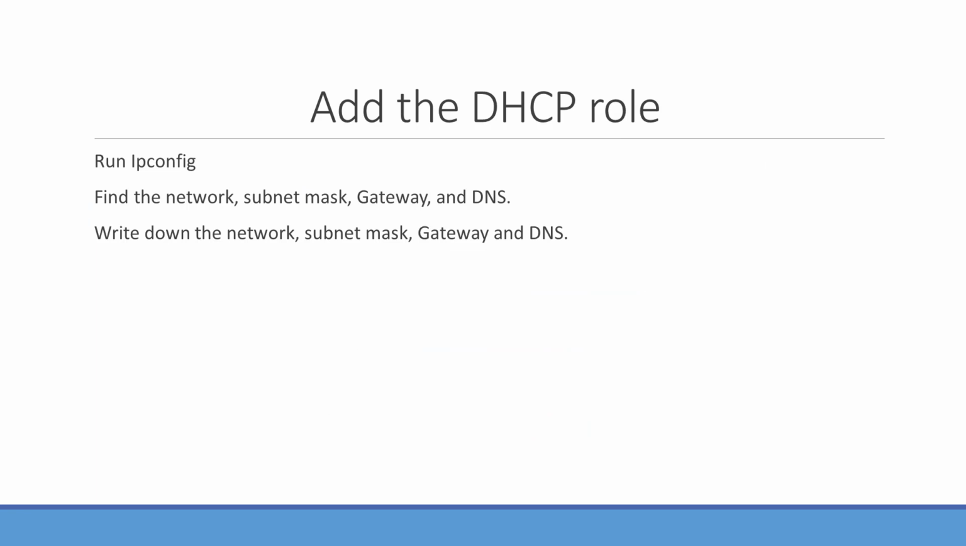So let's go over how to run the DHCP role. One of the first things we want to do, before we add the DHCP role, is run ipconfig, and I'm going to be doing that on my server. Then find the network, the subnet mask, the gateway and DNS, and write them down.